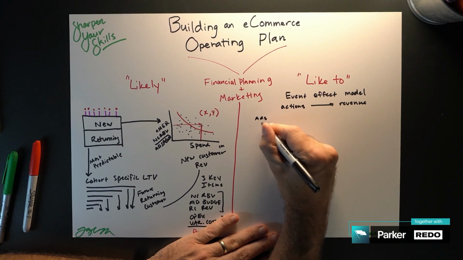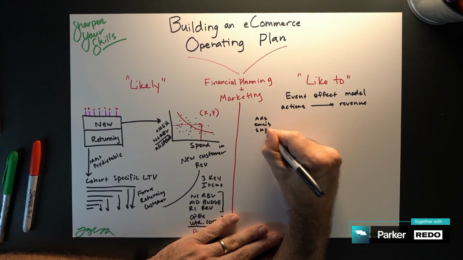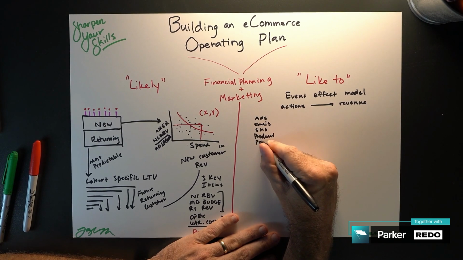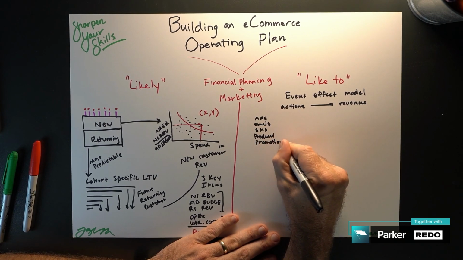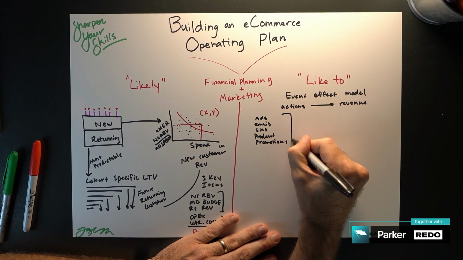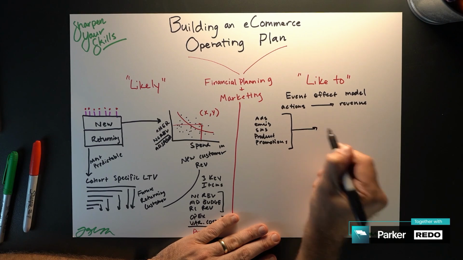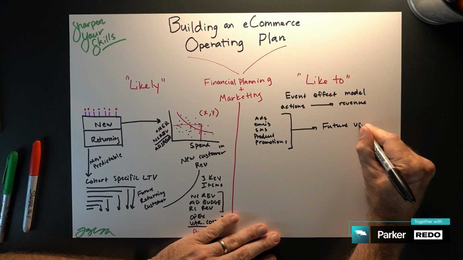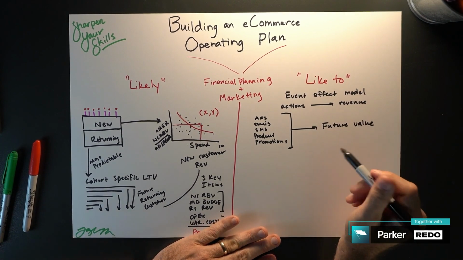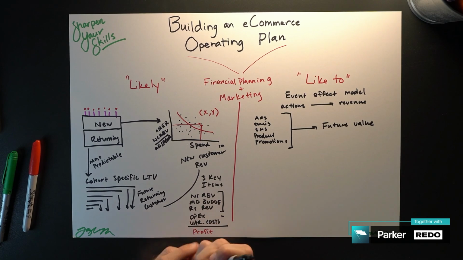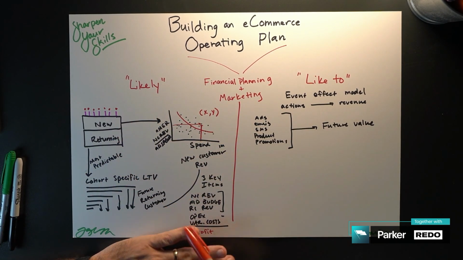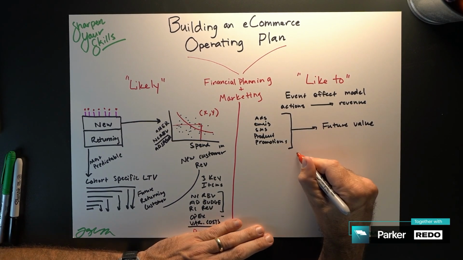Things like ads, emails, texts, product launches, promotions. All of these actions have a corresponding anticipated future value that can be modeled and used to alter the expectation of revenue. And this is where the P&L forecast meets the marketing calendar.